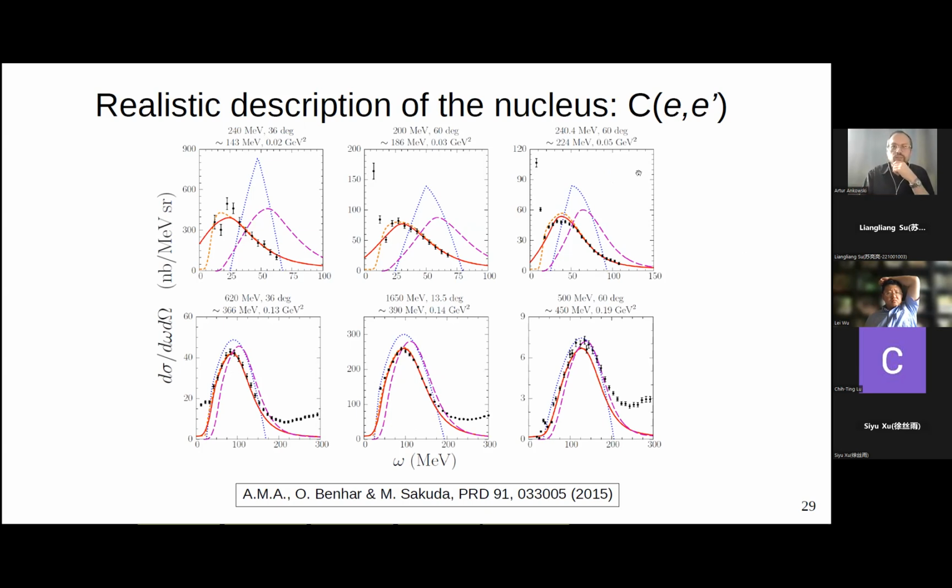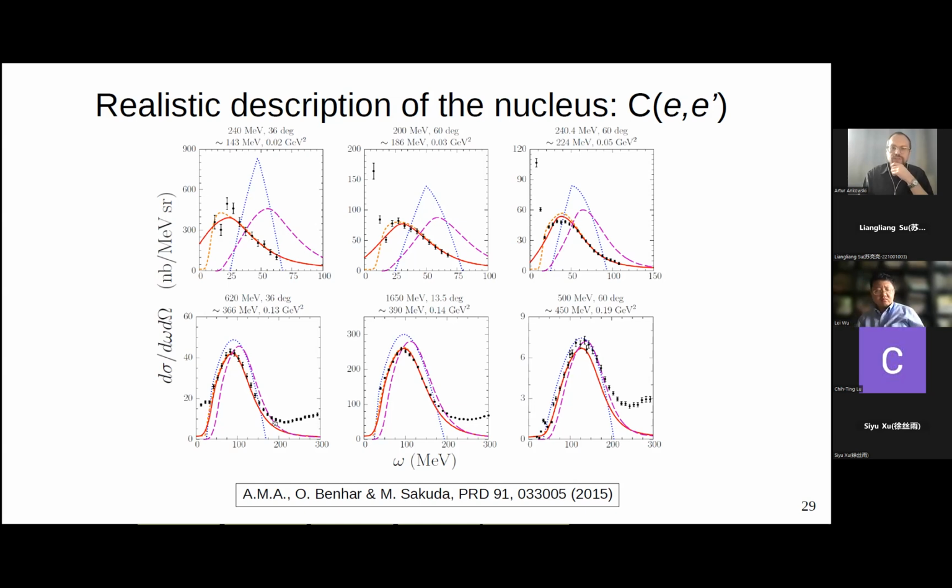You can see here the predictions of the Fermi gas model, represented by this blue dotted line, the spectral function calculations calculated without final state interactions, this violet line, and the full calculations which account for final state interactions, represented by the red line. You can see here that when we account for final state interactions in this approach, which does not involve any adjustable parameters, we can reproduce the data quite well. And we always differ quite significantly from the Fermi gas model.